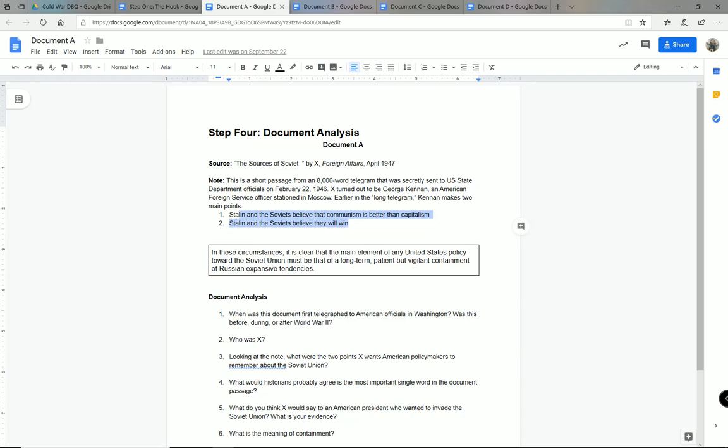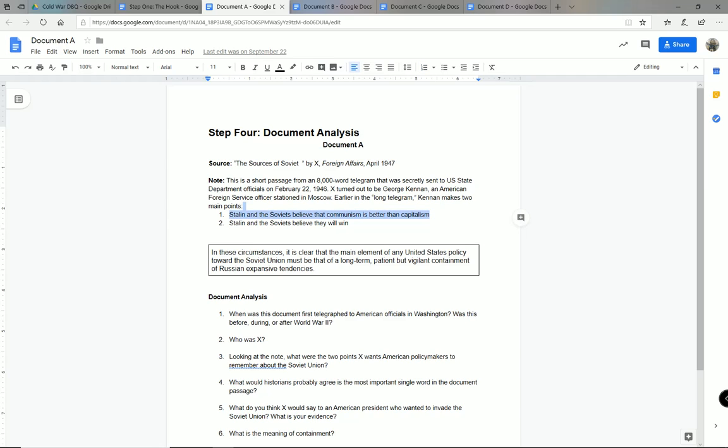The two main points were that Stalin and the Soviets believed that communism is better than capitalism, and that Stalin and the Soviets believed that they will win any sort of conflict, whether it's a political conflict, an economic conflict, or a military conflict. Stalin and the Soviets believed they could win it.